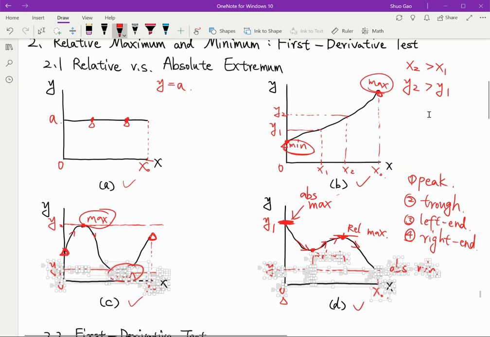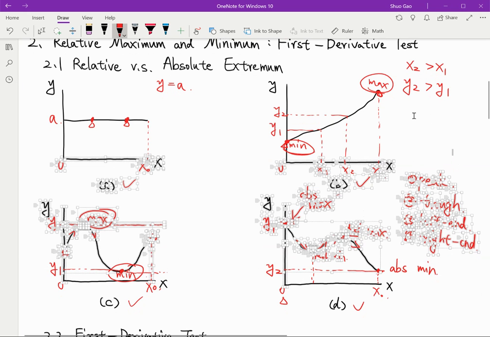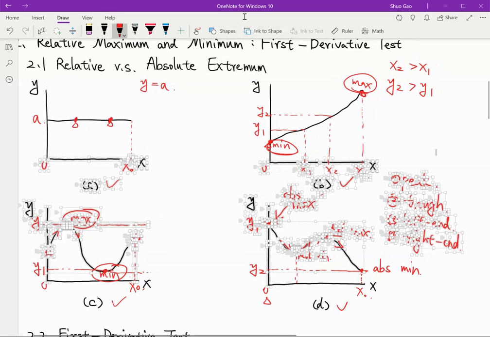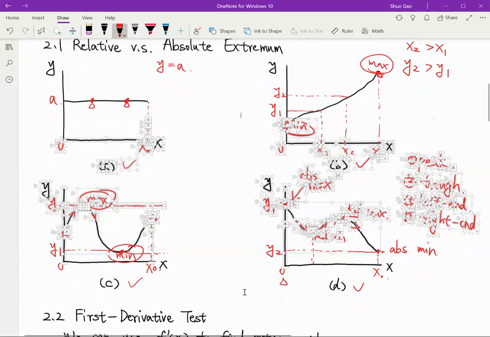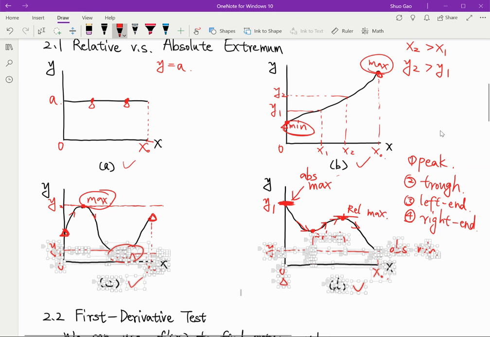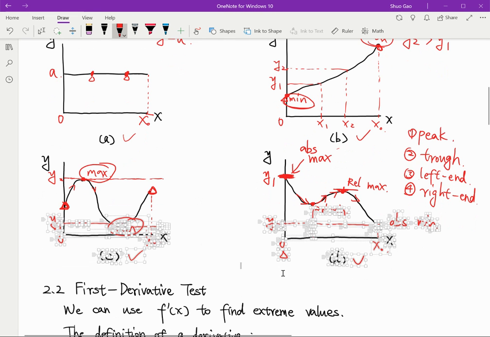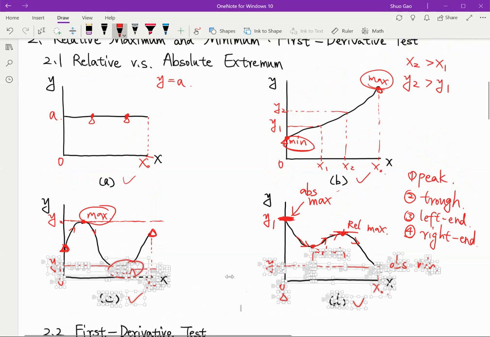So we need to compare the four values, right? We need to compare the peak values, trough values, the left end values, and the right end values, right? So compare all of them.